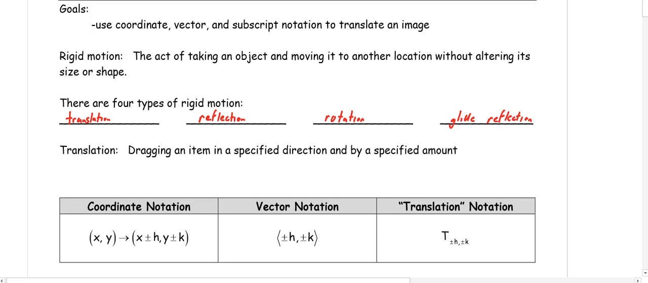There's the coordinate notation, which you have in the first set of parentheses, x comma y, an arrow pointing to the right, and then we have x plus or minus h and y plus or minus k. H and k are going to represent how much we're moving left, right, up, or down. In vector notation, we don't use any of the variables, we just use our h value and our k value inside brackets that look like little arrows. And in the translation notation, which is also known as our subscript notation, we have T to stand for translation, and then in the subscript, we write our h and k movement.